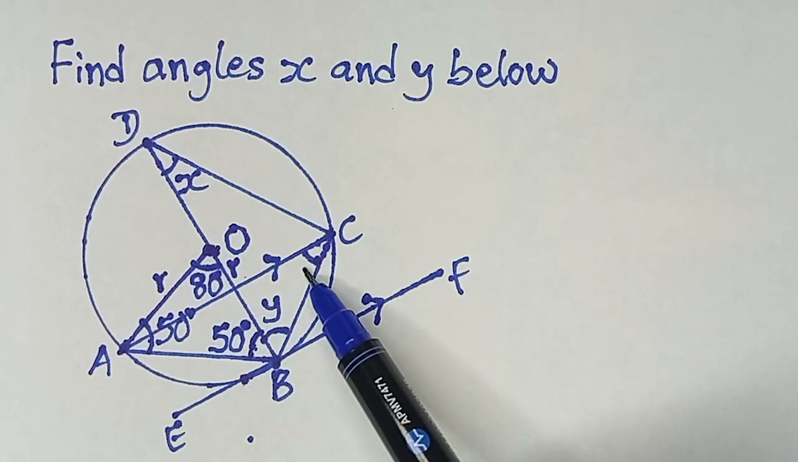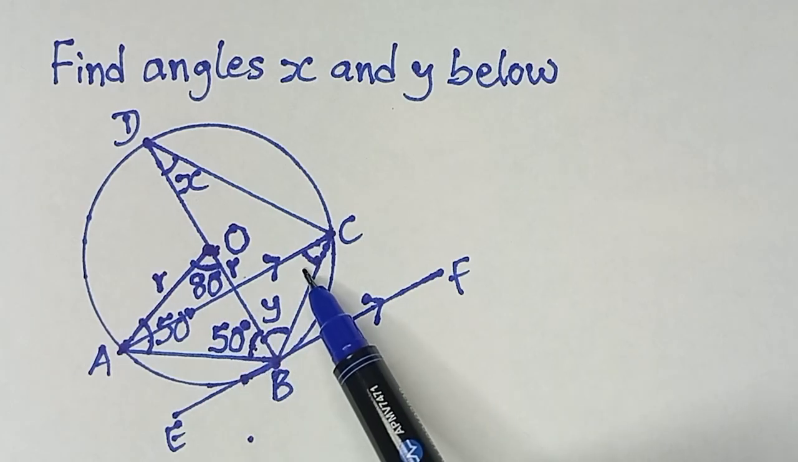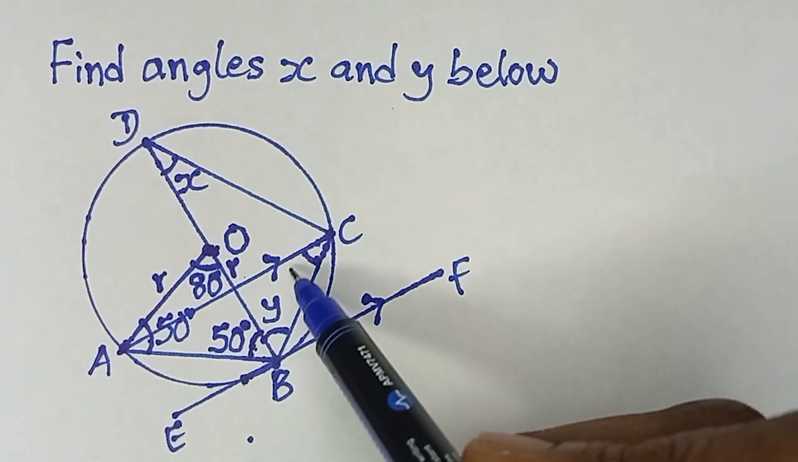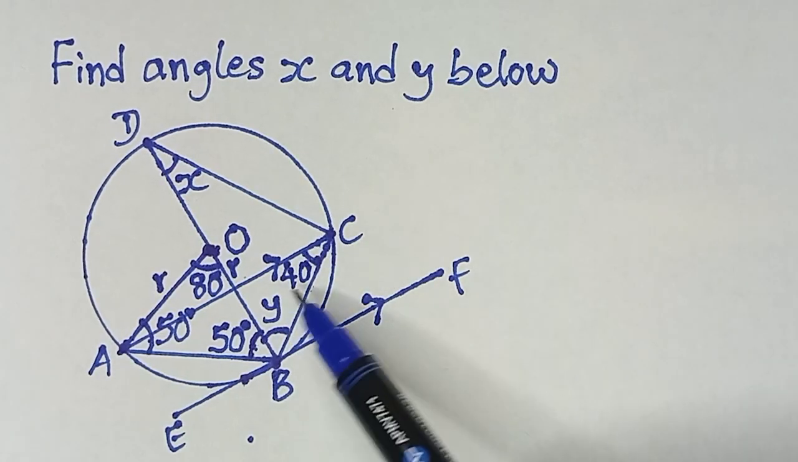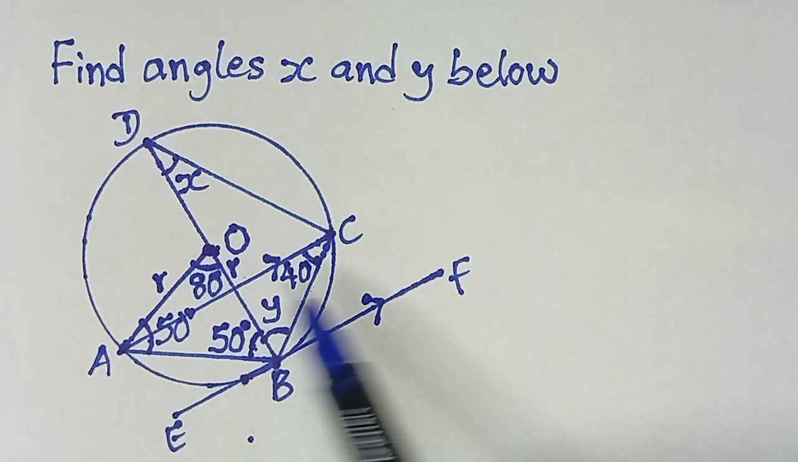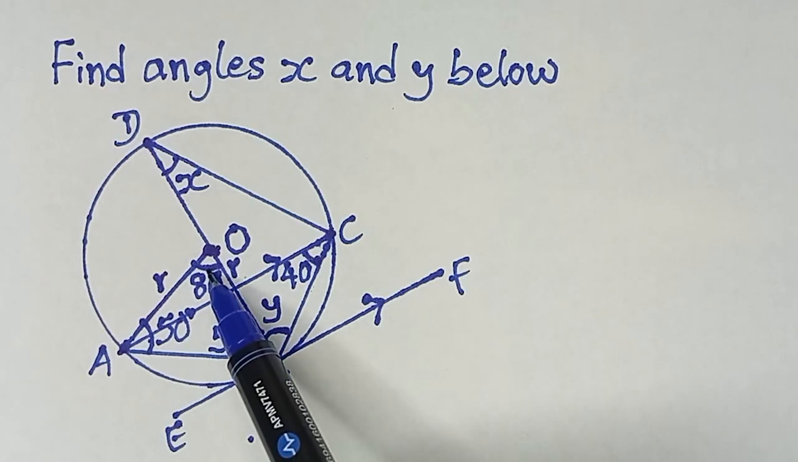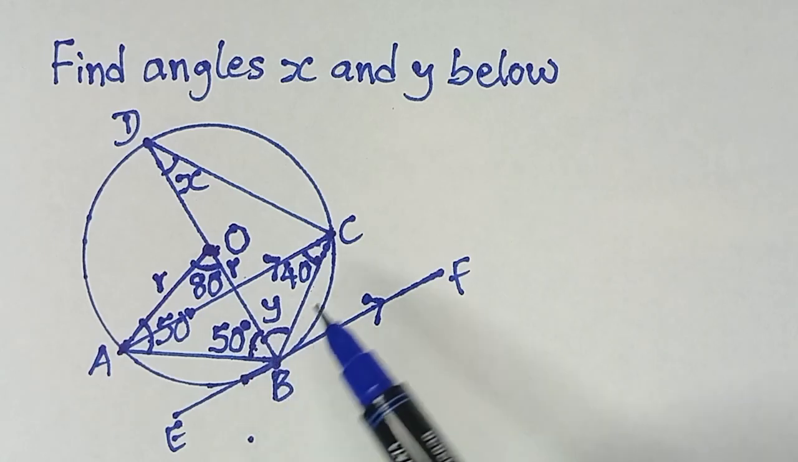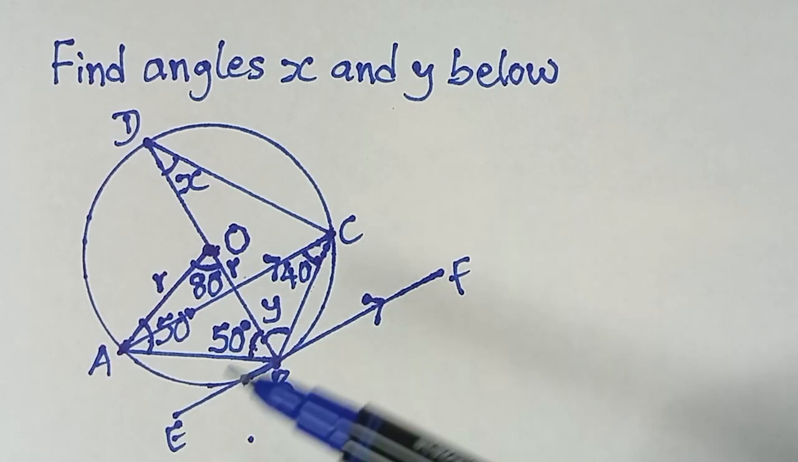So for us to get this one, we are going to divide 80 by 2. So 80 divided by 2 will give us 40. That means this angle at the circumference is 40 degrees. So that twice 40 will give us 80 because twice the angle at the circumference is equal to the angle at the center. So now let's move on to the parallel line theorem.